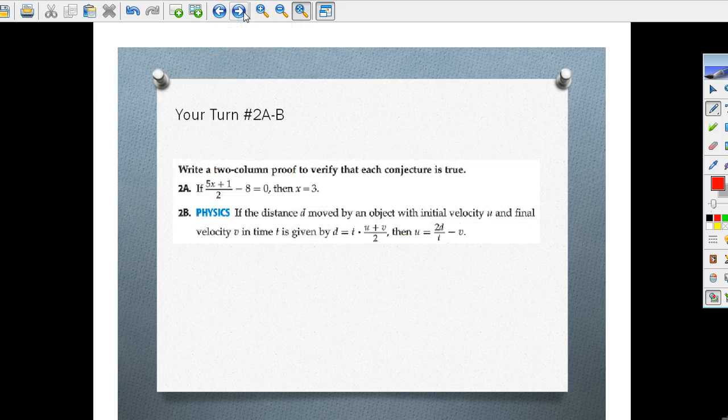Okay, so here's your turn 2A and 2B. This is going to take some time, so make a two-column proof. When you do two columns, on the left side is statement, and then the right side is, what was the right side? Reasons, sorry. Statement and reason.